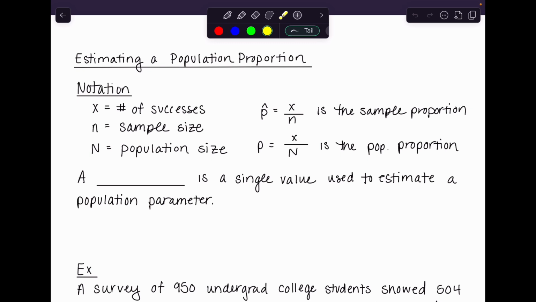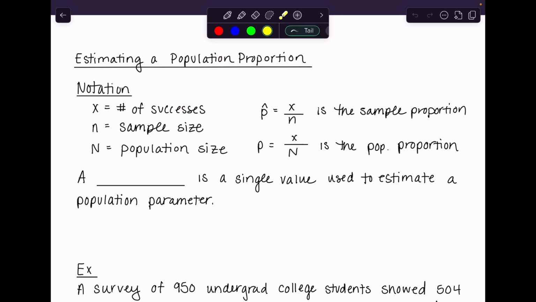So our sample proportion is found by taking that number of successes and dividing by how big your sample was. So the number of people that responded yes to that survey question over how many there were in the survey. Where the true thing that we're trying to estimate is the population proportion. So this would be the number of successes out of the entire country over the entire amount of the country. This is the one that's a lot harder to collect because it's very difficult to ask every single individual in that population a question.